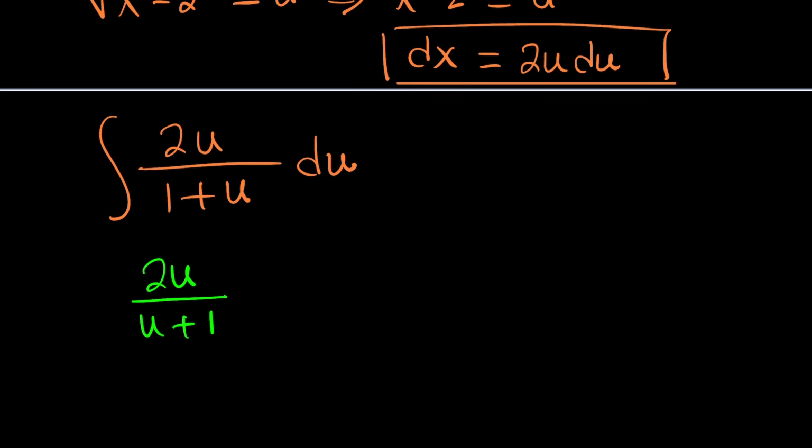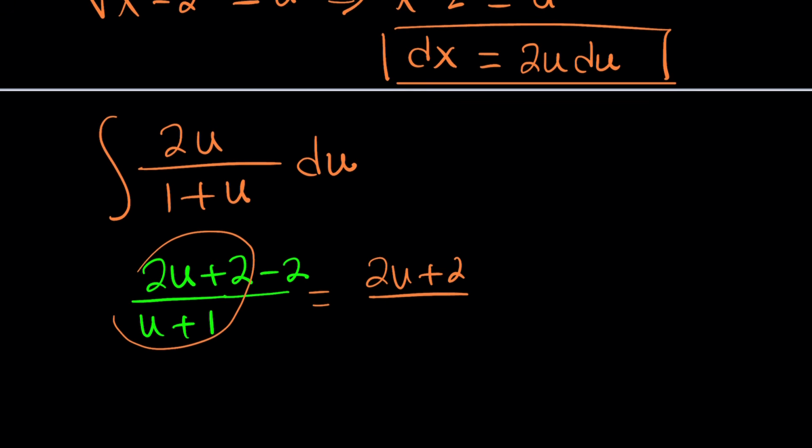So here's what I can do. I can actually add 2 and subtract 2. They'll cancel out, right? Then why are we adding? Because we want to make this separable. So now we can go ahead and actually separate these into two things, 2u plus 2 over u plus 1, and you'll see why that works. Minus 2 divided by u plus 1.